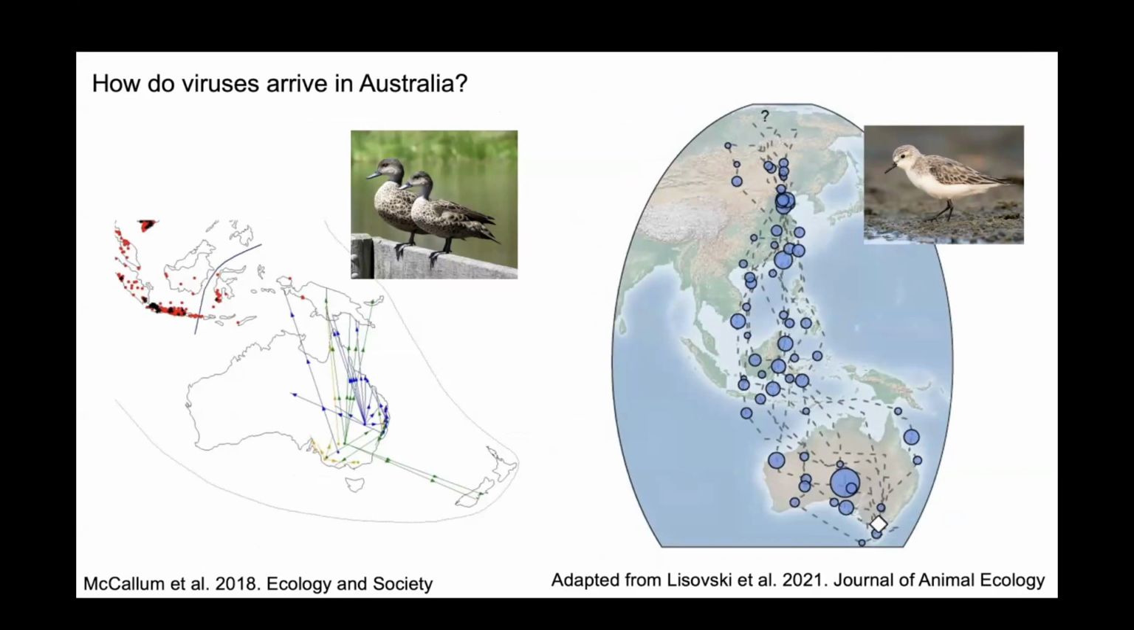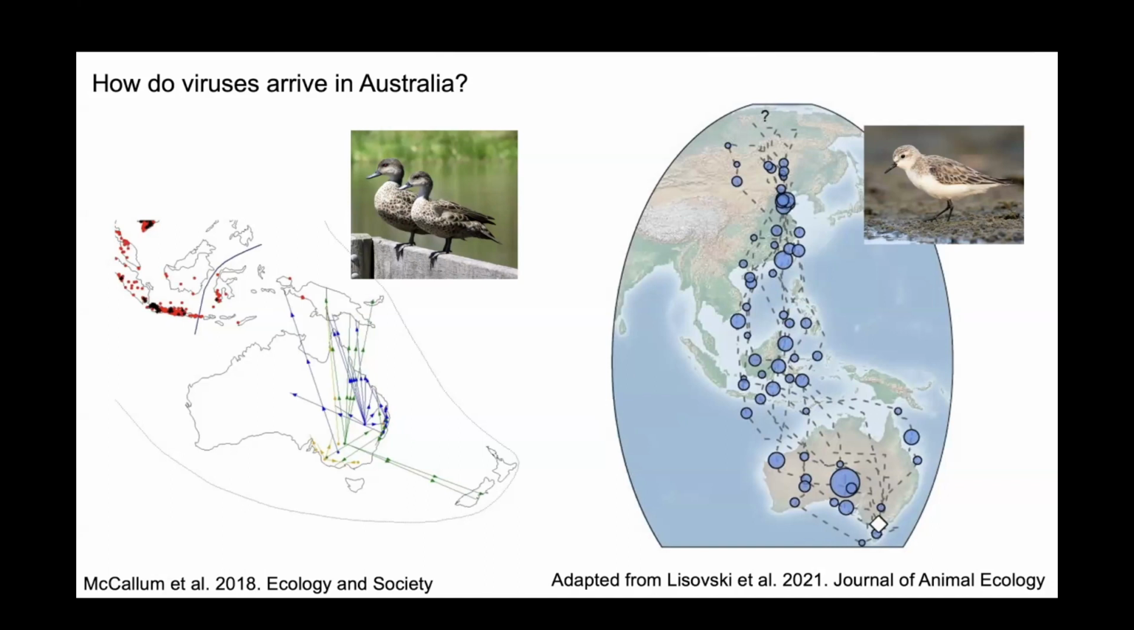So on the map there, you're looking at satellite tracks of these really pretty ducks called grey teals. They fly around Australia a bit. They may go to Papua New Guinea. They may go to New Zealand, but that's where they stop.